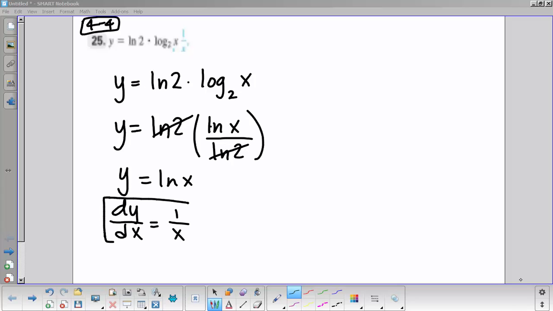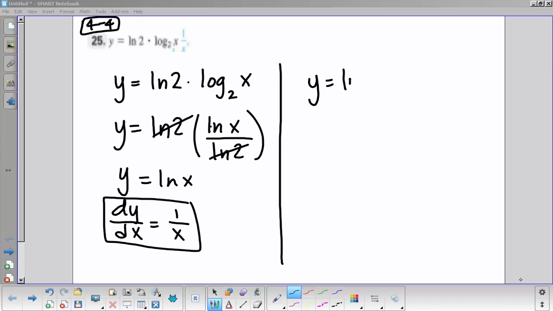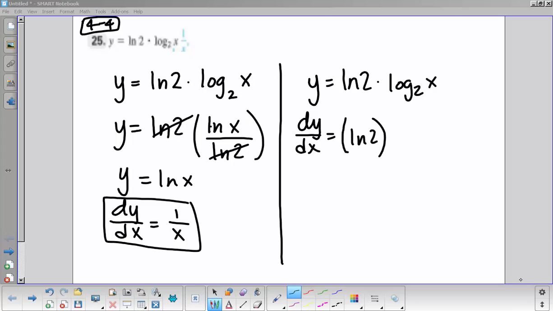1 over x. Now, if you wanted to do it the other way, using the rules for log base something other than e, you could say that dy/dx here is equal to, because the natural log of 2 is just a constant, times the derivative of this, which is going to be 1 over the argument, which is x, times the natural log of its base, times the derivative of the inside, which is 1. And then what happens here? The natural logs of 2 cancel, and we get dy/dx equals 1 over x.